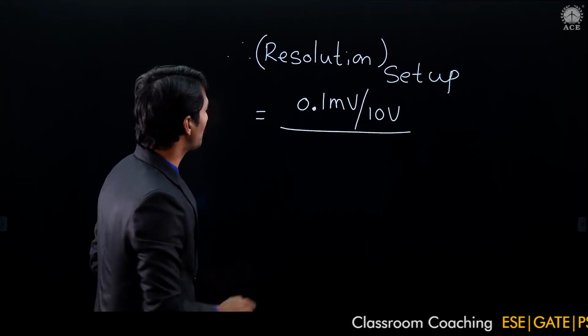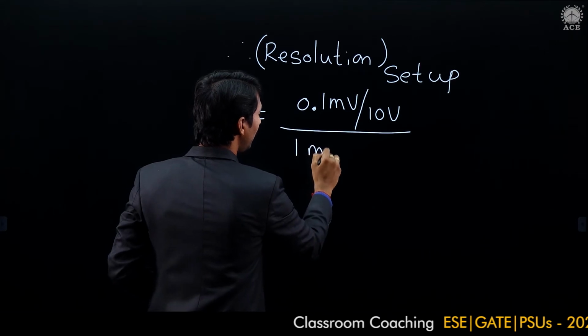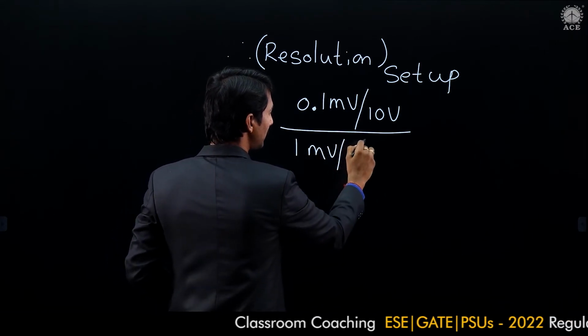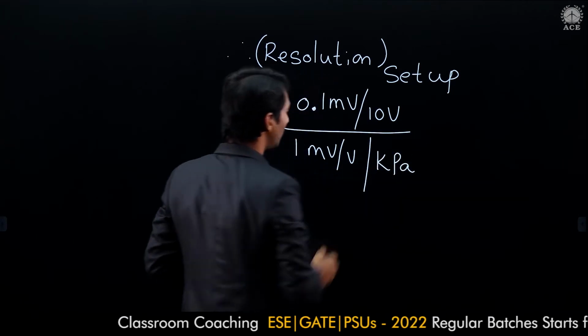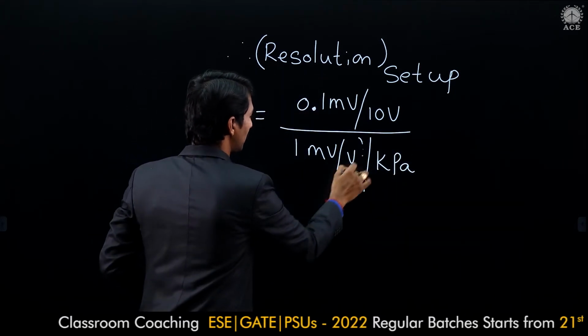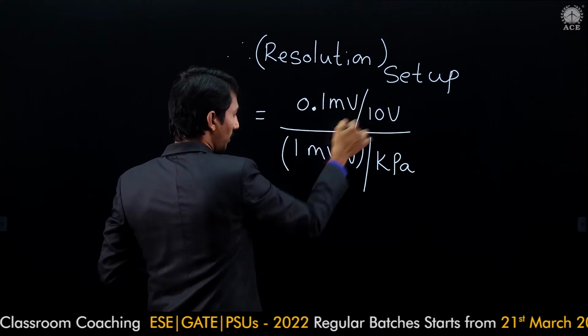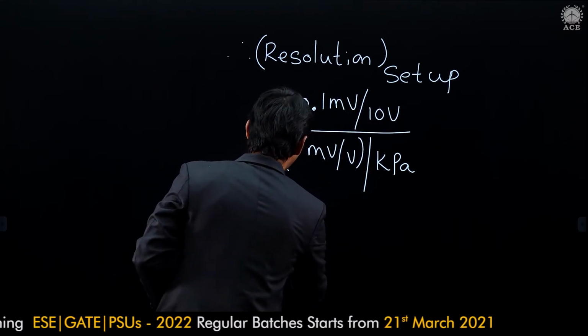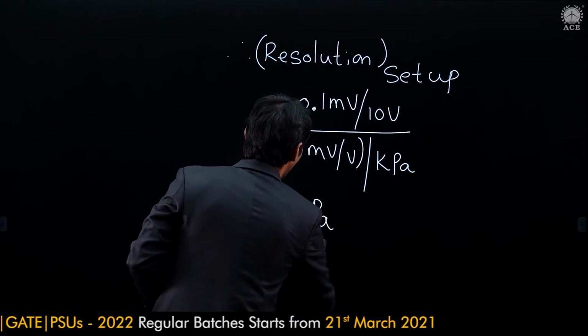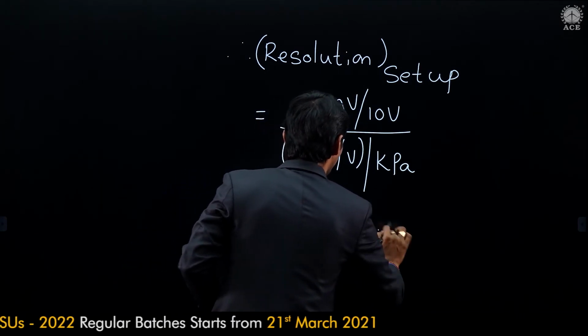So therefore here, 1 millivolt per volt per kilopascal. Sir, millivolt per volt will be cancelled. And if you simplify this, you are going to get the answer as 10 Pascal. This is the answer.